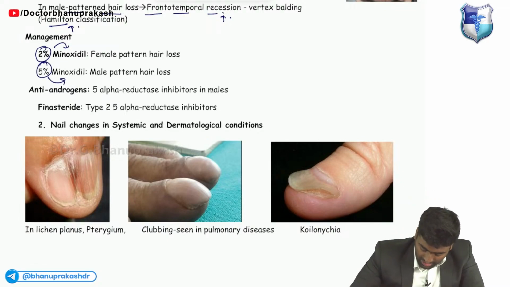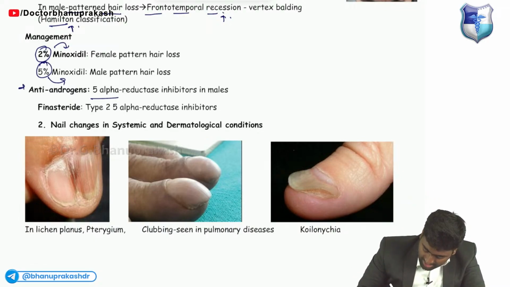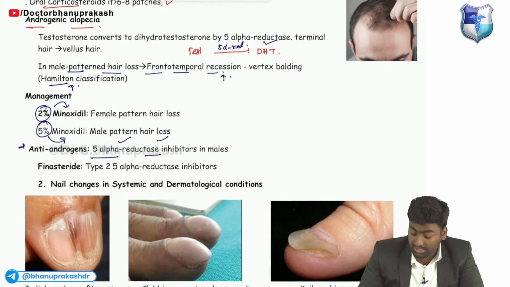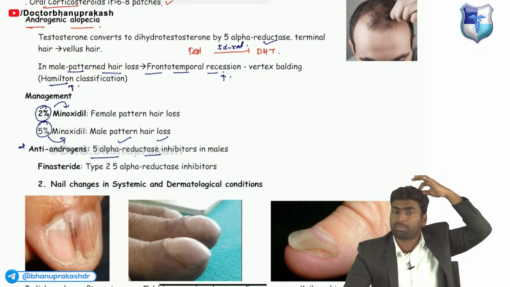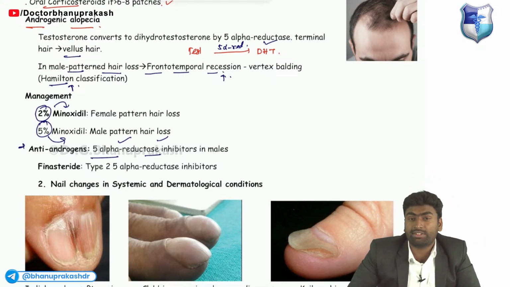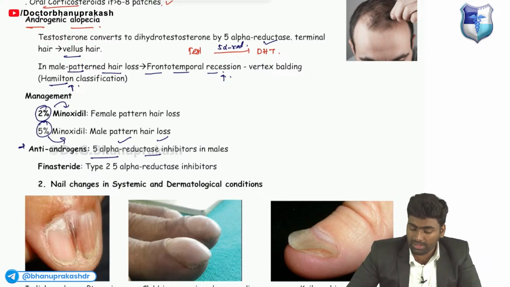Fine, and we can use anti-androgen drugs, for example, 5-alpha reductase inhibitors. What does this do? It will convert the terminal hair, the proper black hair, into vellus hair. Because of this, there won't be any proper terminal hair, and all of the terminal hair will be lost. Only the vellus hair will be left.